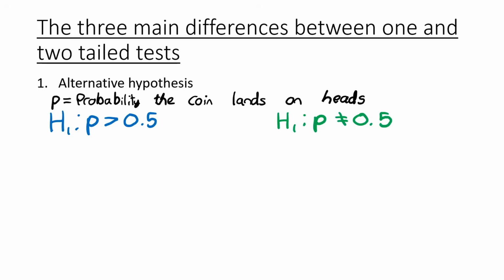So there are three main differences between a one and a two-tailed test, okay? The first one is to do with the alternative hypothesis. Let's do the example with the coin that we just talked about. Let's say P is the probability the coin lands on heads. Now, if it says in the question that it's biased towards heads, this is a one-tailed test, and our alternative hypothesis would be that P is bigger than 0.5. If it was a two-tailed test and it just said that the coin was biased, the alternative hypothesis would just be that P is not equal to 0.5. We do not specify if it's bigger than 0.5 or smaller than 0.5. It can go in either direction. We just say it's not equal to 0.5, okay?